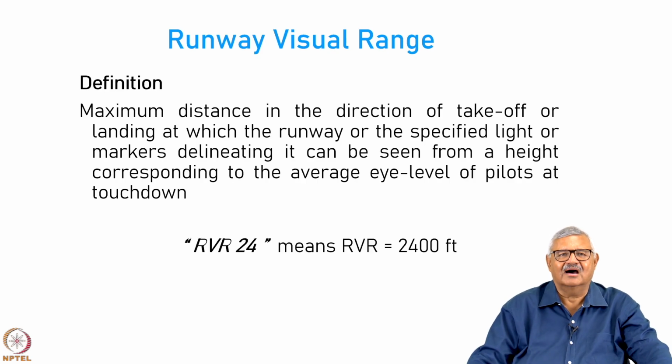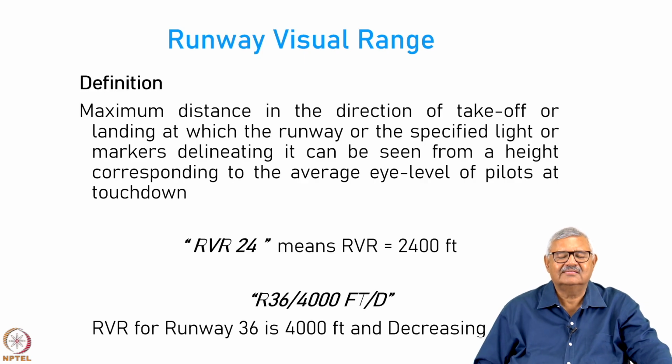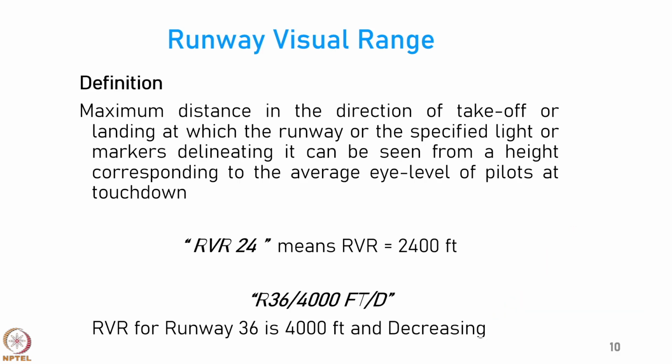So, when we say RVR 24, we mean that the runway visual range is 2400 feet. When we say R36 400 feet D, what we mean is that the runway visual range for runway 36 is 400 feet and it is decreasing with time.